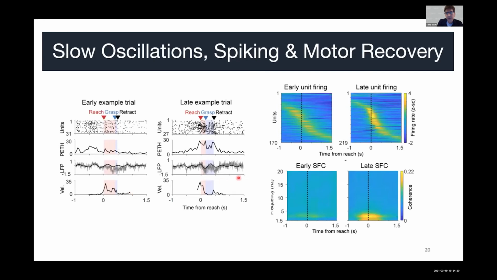And this is, again, some of the single unit activity. Again, these are example trials. You see that the neurons are not really firing. There is no LFO. And later on, this is another example trial where the LFOs are coming back and the neurons have started firing again. This is, again, the tiling plot that I've been showing you before. And you see that later on, more and more neurons start to become active around reaching again. And the spike field coherence also rescues. So early after stroke, the spike field coherence is low, but later after stroke, the spike field coherence is high again.